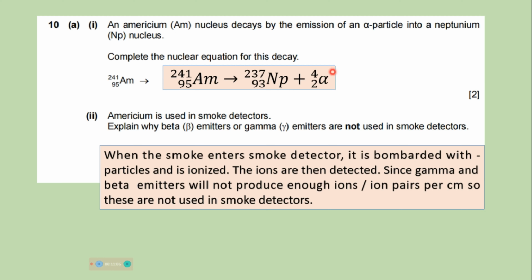Americium is used in smoke detectors. Explain why beta emitters or gamma emitters are not used in smoke detectors. So when smoke enters a smoke detector, it is bombarded with particles and it is ionized. The ions are then detected. Since gamma and beta emitters will not produce enough ion pairs per centimeter, they are not used in smoke detectors.